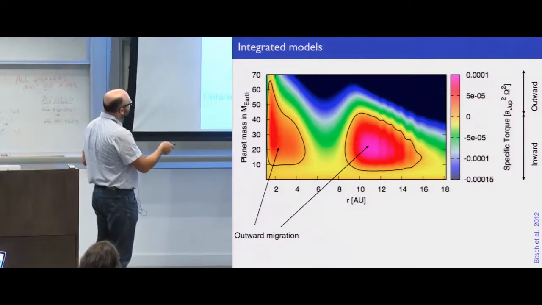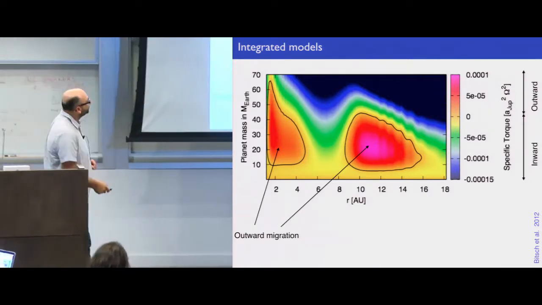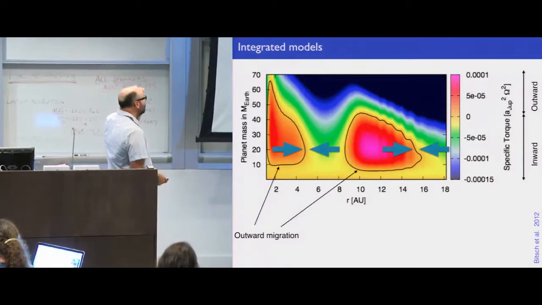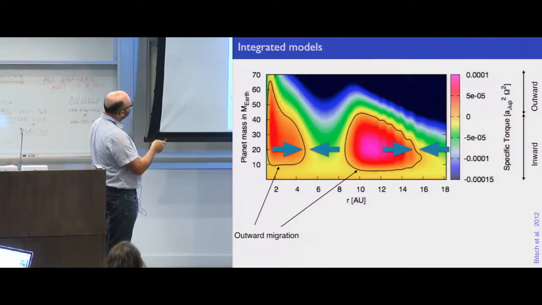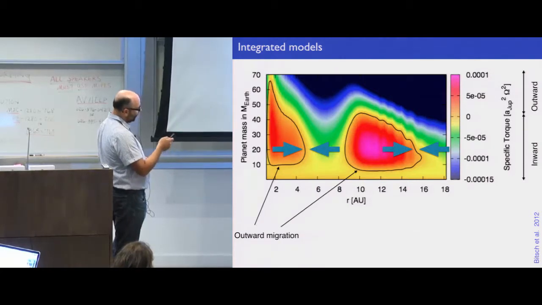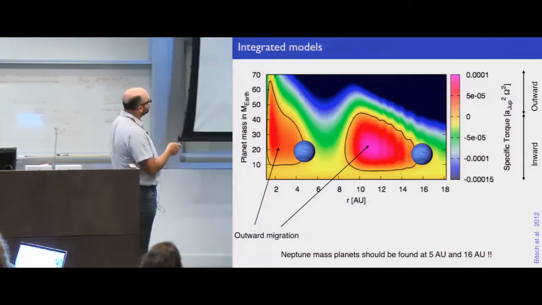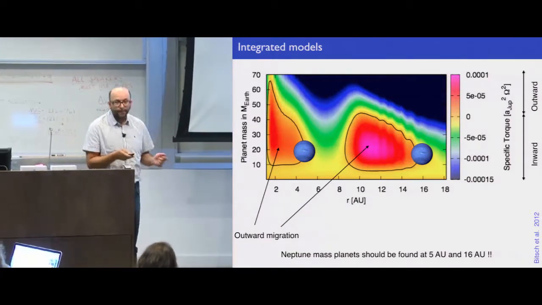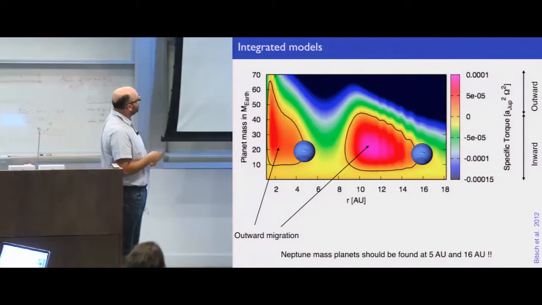So these two places are where, if you put a planet with this mass at this location, it will migrate outwards. So if you just look at this, then if you put a planet of 20 Earth masses at this point, it will go outside, and if you put it at 6 AU, it will go inside. And you have the same process here. So if you put the same planet at 12, it will go outside, and at 18, it will go inside. So just naively, from this, you would expect that we should observe Neptune mass planets at 4 and 16 AU, okay? Because that's where they land as a result of disk-planet interactions.